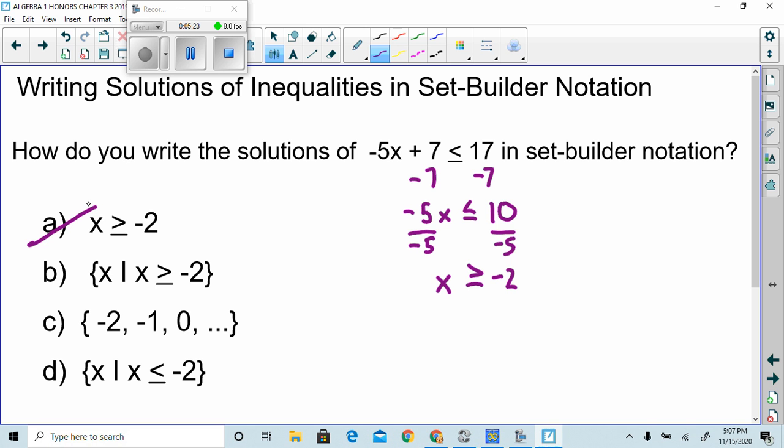I look at B, and B says x such that x is all real numbers greater than or equal to -2, and that to me looks like a winner. But let's look at the next two choices as well. In the next one, it's written in roster form, and they wanted set builder. And in the last one, it looks like someone forgot to reverse the direction of the inequality. So there's an example of how we can use set builder notation to represent solutions to inequalities. And we'll be doing more of that.